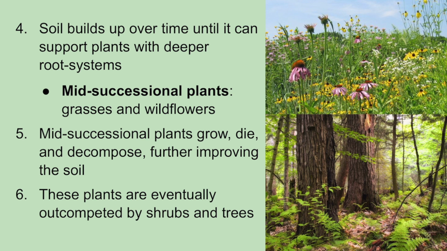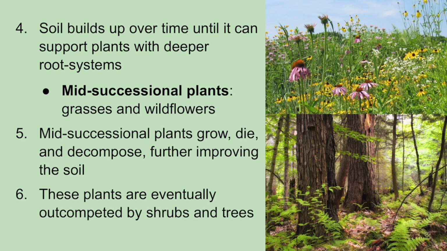Grasses and wildflowers are generally easily dispersed, so that means that their seeds can be carried by the wind, they can be carried in bird droppings, in other droppings from animals, and then that's how they get introduced into these areas. Those mid-successional plants will continue to grow, they'll die and decompose as well, which will further improve the soil. So this process is really dependent on the depth and nutrient richness of the soil in the area.